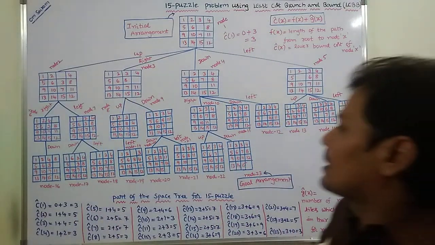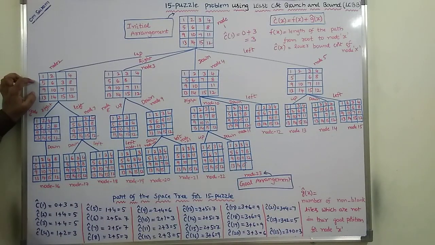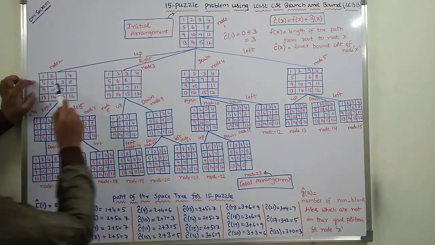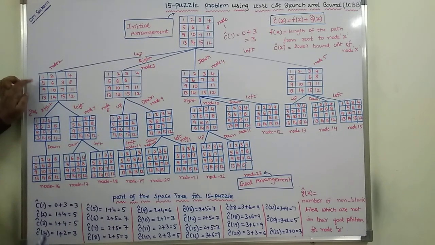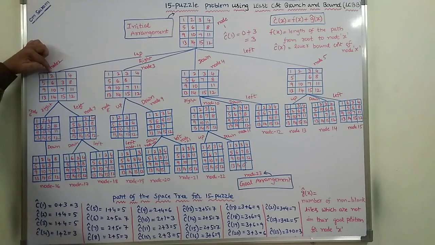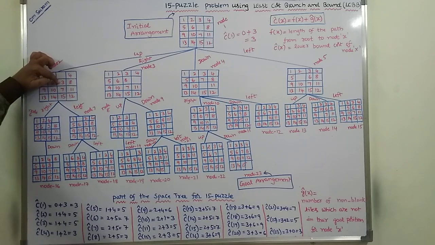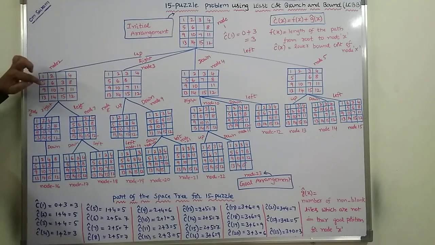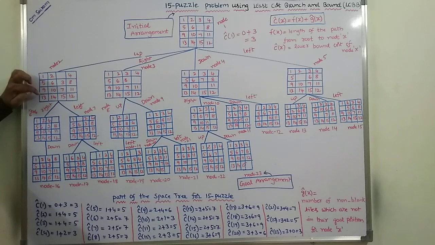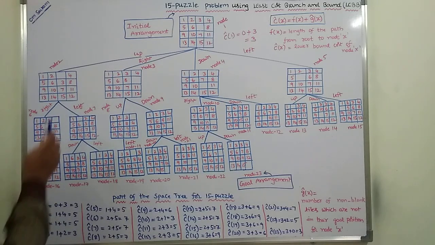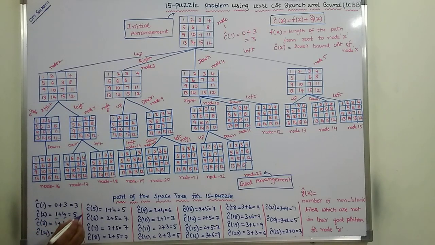Okay, so next one, for node 2, how is it calculated? The length of the path from root node to node x is 1. Plus how many tiles are not in their goal position. 1 is in correct position, 2 correct position, 3 it is not there, 4 okay, 5 okay, 6 okay, it is not in correct position, 2, 8 correct position, 9 correct position, 10 correct position, 7 it is not in correct position, 11 it is not in correct position. So 4 are not in correct position. 5 minus 1 is 4, so 1 plus 4 is equal to 5.